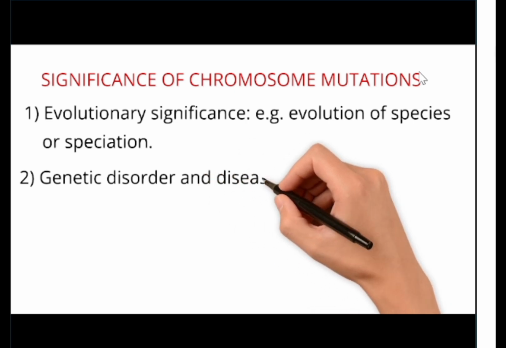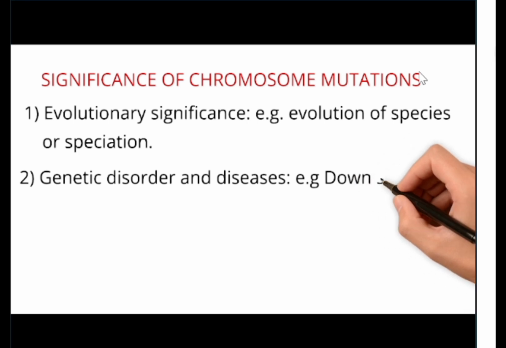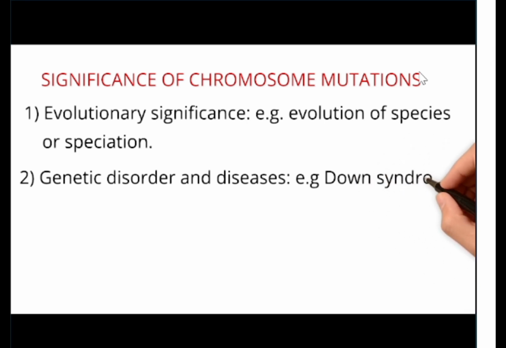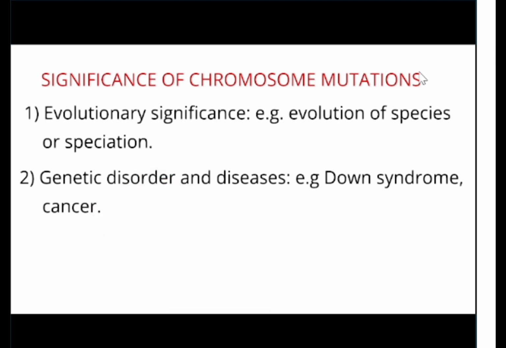Let's take for instance, in humans, you know that genetic disorder like Down syndrome is caused by the presence of an extra copy of chromosome 21. All right, chromosome 21 in humans. So if an individual has an extra copy of chromosome 21, that individual is going to be a Down syndrome, right? So chromosome mutation is also responsible for diseases such as cancer.